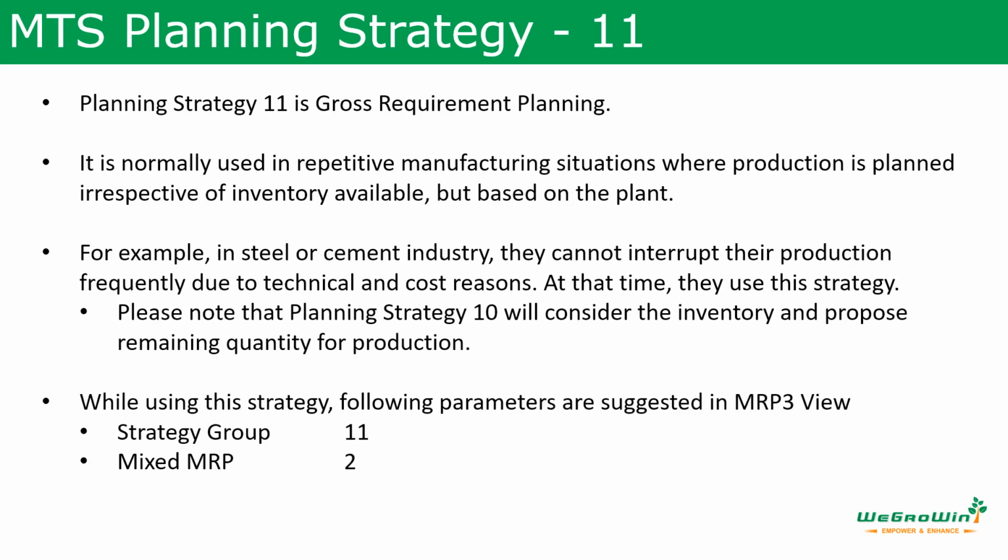Planning strategy 11 is gross requirement planning. It is normally used in repetitive manufacturing situations where production is planned irrespective of the inventory available. For example, in the steel and cement industry, they cannot interrupt the production frequently due to technical and cost reasons. So at that time we use this strategy. When you are using this strategy, the parameters suggested are strategy group 11, mixed MRP 2.